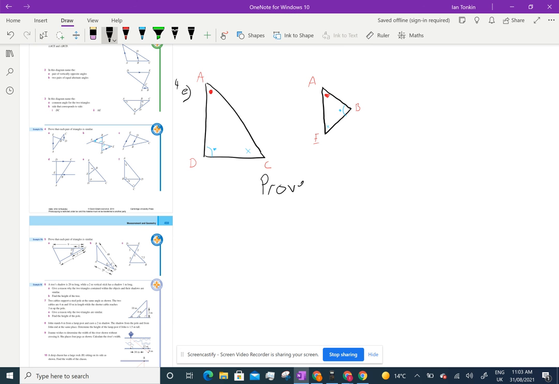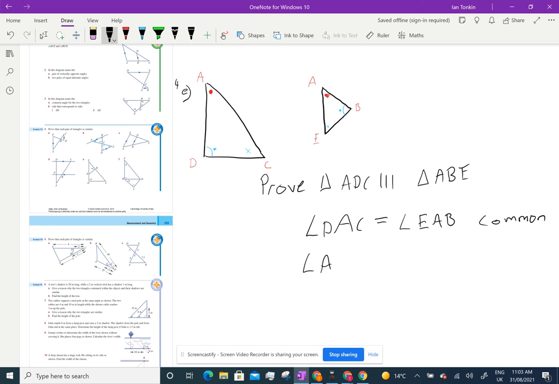So here we go. So prove triangle ADC is similar to triangle ABE. Okay, first one, let's do the common angle. Angle DAC equals angle EAB, common. Angle ADC equals angle ABE.